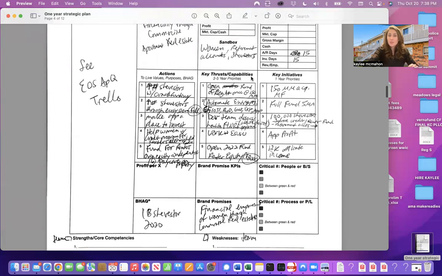Key thrusts and capabilities, it is just what it says it is. So essentially, to achieve 1 through 5 over here, what action do we have to take? Okay, so I had to open up a crowd fund, for example, right? And it was going to have to raise this much money. To get to number 2, we are going to have to automate a whole bunch of our different products that we had. So that was number 2. We needed a development team. So essentially, what are our key things that we have to do, thrusts, and then key initiatives.